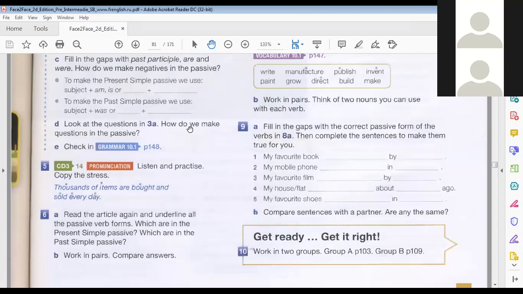So first of all, let me just play a few sentences so you can listen to how they're pronounced, and after that we can do the exercise. So let's listen.